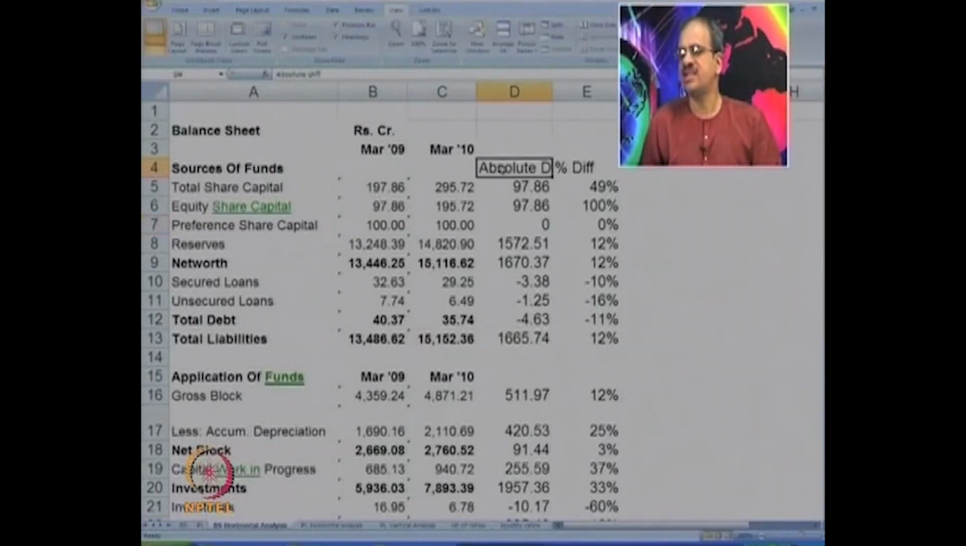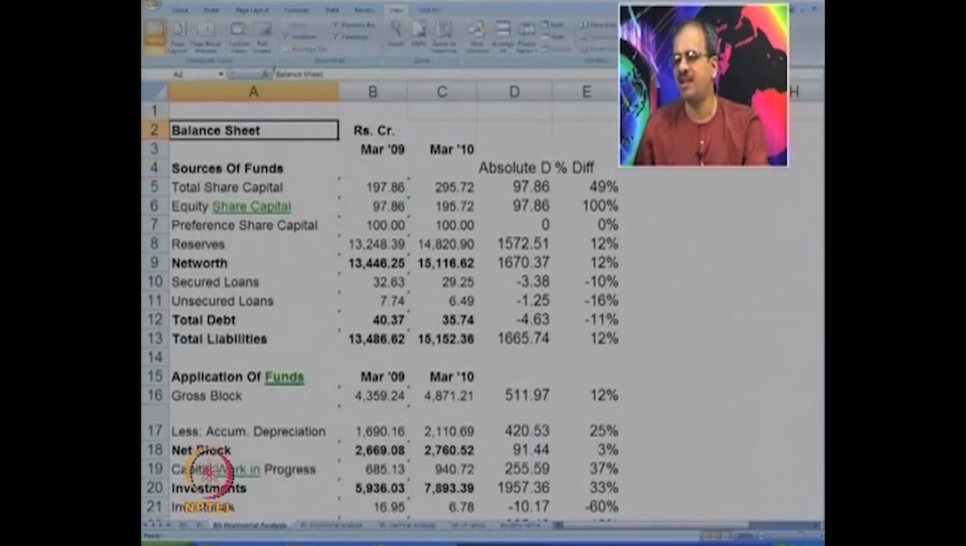So there are two figures, absolute difference and percentage difference. In absolute difference, we were trying to calculate the change between the 2 years. So 295 minus 197, you get 97.86, and it has been converted in percentage terms at 49%. I hope everyone is clear. What is this statement known as? This is known as a comparative statement or a comparative balance sheet. I will try to give the name to it.